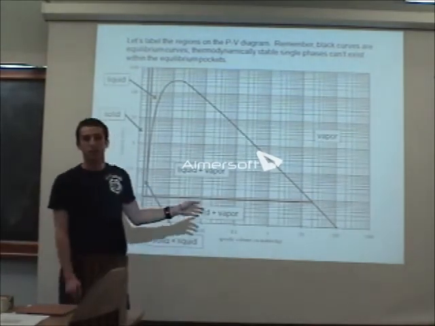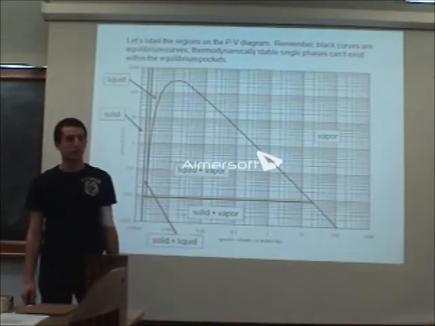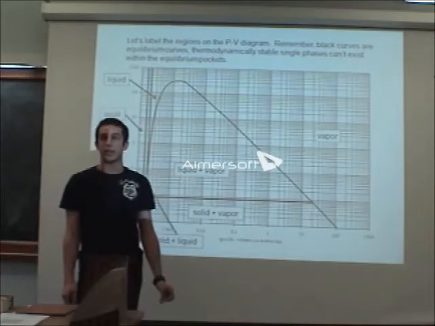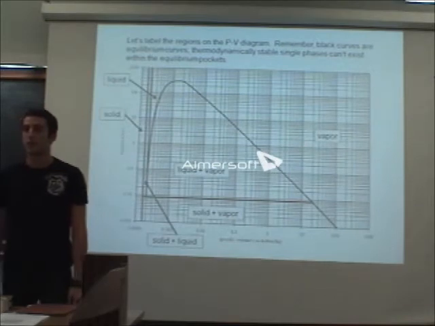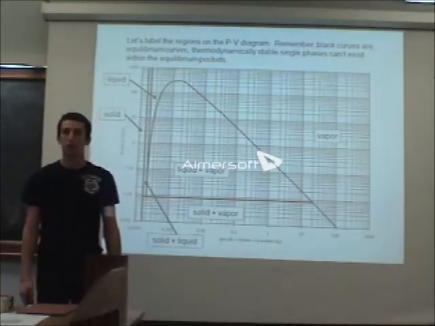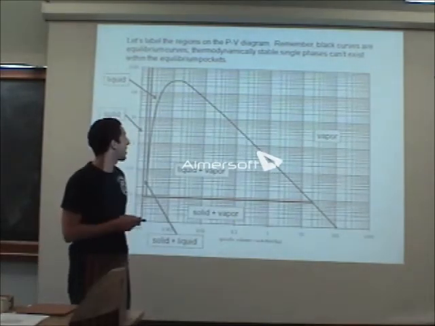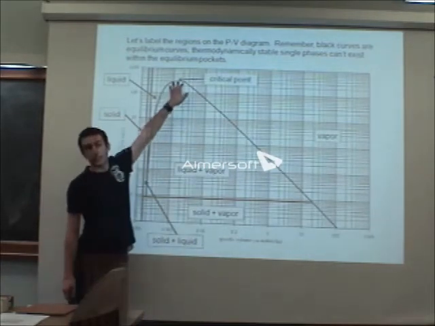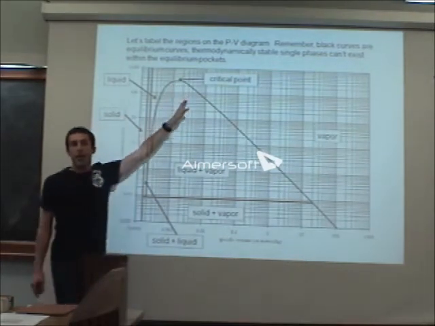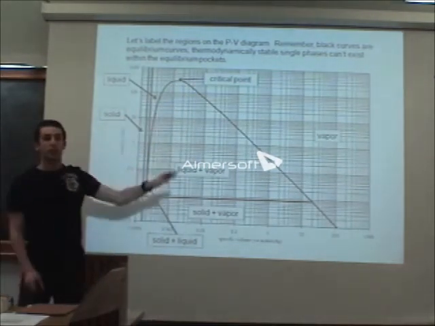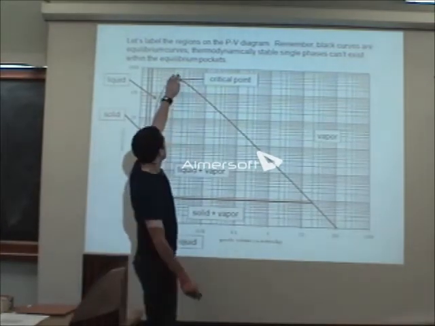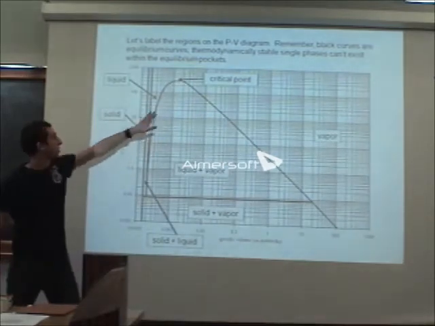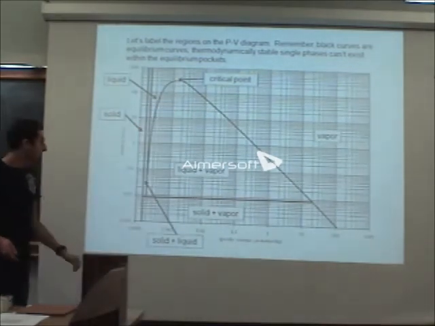Okay, so we also located the critical point on the last one. Where on this graph does the critical point lie? Does anyone know? Any ideas? Perfect, yep. She said right here. Because that's the point that we stop having liquid-vapor equilibrium. We can't tell the difference. So if this is the liquid regime, and this is the vapor, well, up here we don't know what it is. So this point is the critical point.